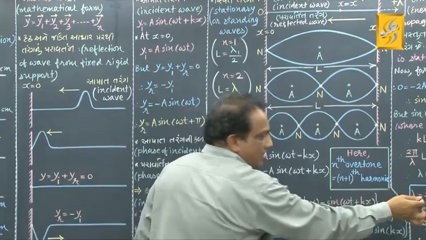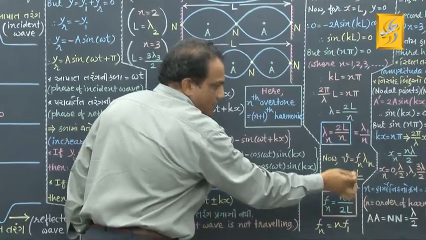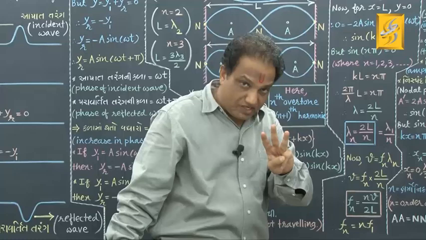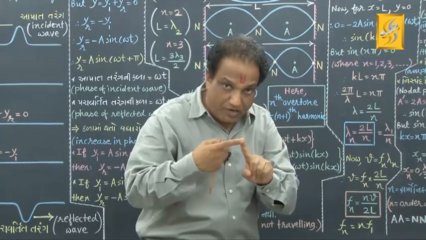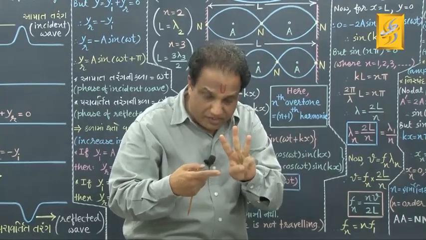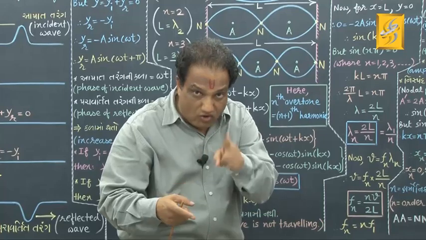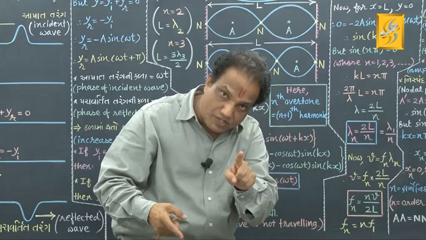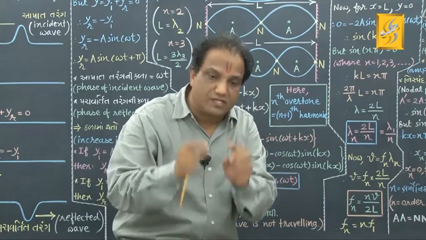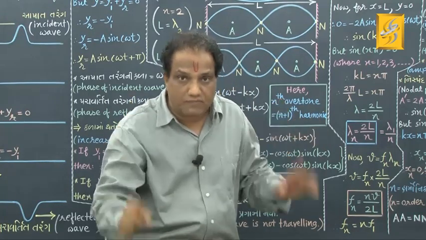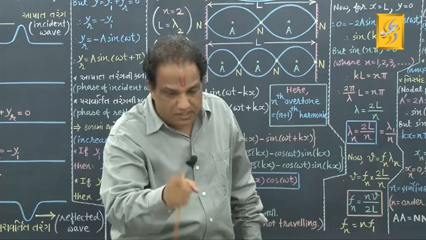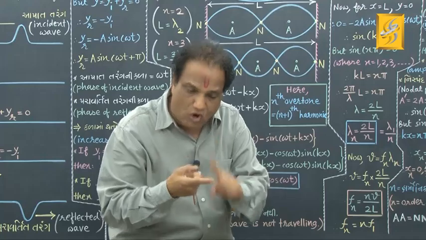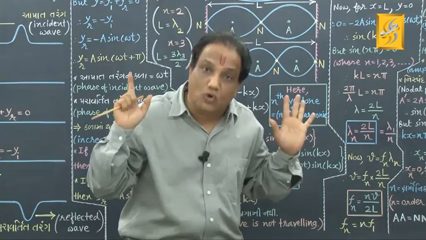So in these two formulas, remember this value of n, it indicates 3 factors. Interpretation of n, you can make in 3 ways. n indicates the order of harmonic, n also indicates the number of closed loops, and n also indicates the number of antinodes. Small n means order of harmonic or number of closed loops or number of antinodes.